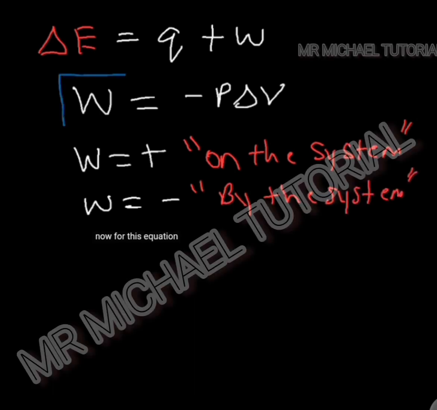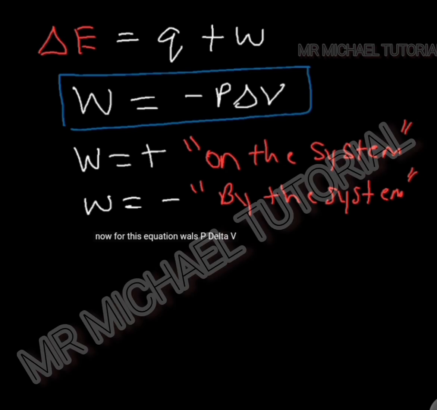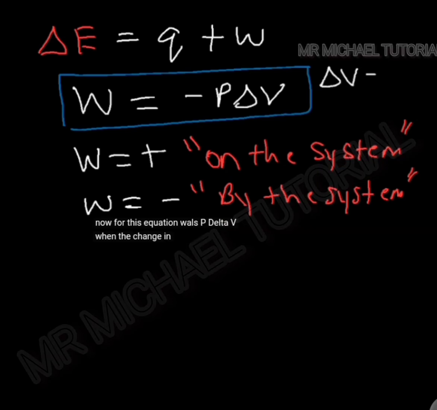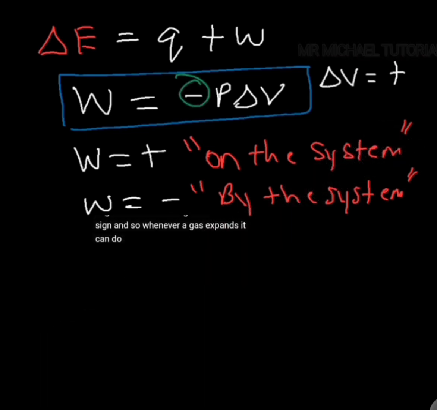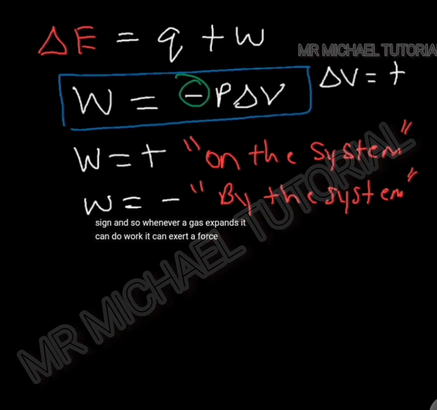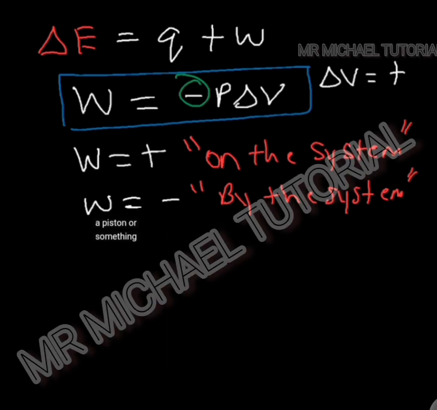Now, for this equation, W equals negative P delta V. When the change in volume is positive, whenever a gas expands, the work is negative due to this negative sign. And so whenever a gas expands, it can do work. It can exert a force to move a piston or something.